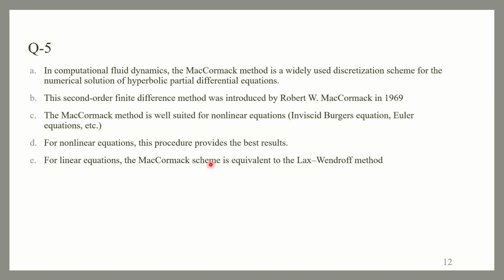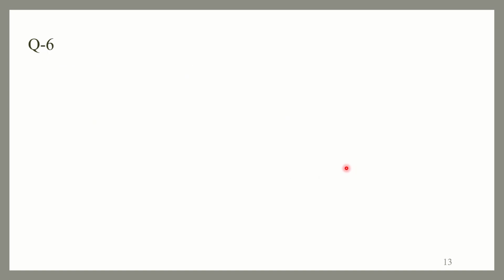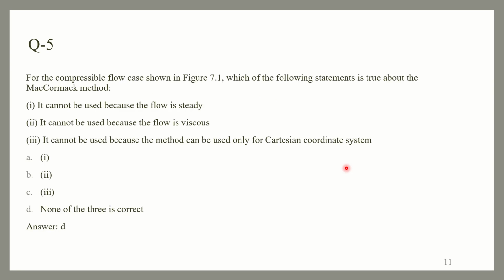For linear equations, McCormack's scheme is equivalent to the Lax-Wendroff method. So according to this, McCormack can be used for steady state, steady flow systems, and it can be used when there is a viscous flow. Third, it can be used when the system is a Cartesian coordinate system as well.